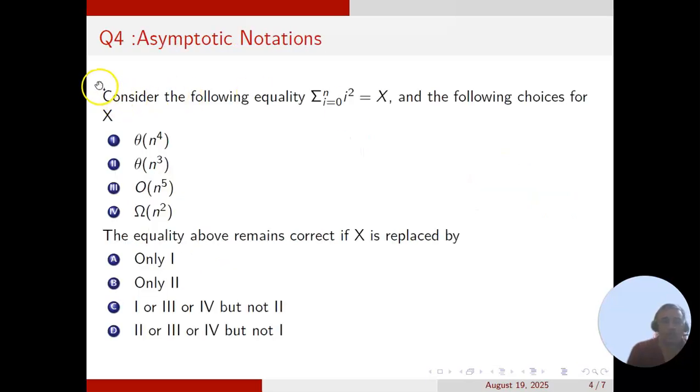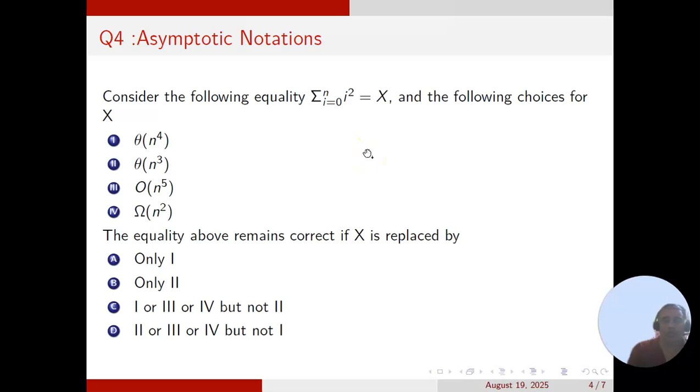Now the fourth question. We are given x as the sum of squares of n natural numbers, ignoring 0. Now how can it be asymptotically represented with the asymptotic notations theta, omega and big O? That's the question. Here we are given theta of n^4, theta of n^3, big O of n^5 and omega of n^2. Which one of those can be represented with x?